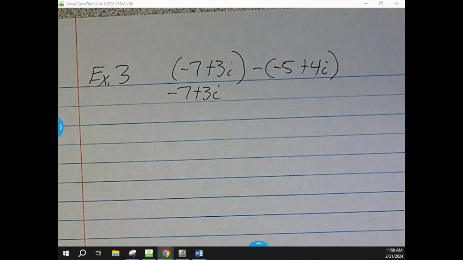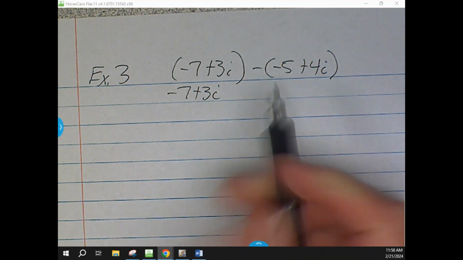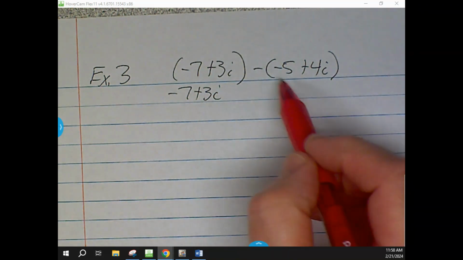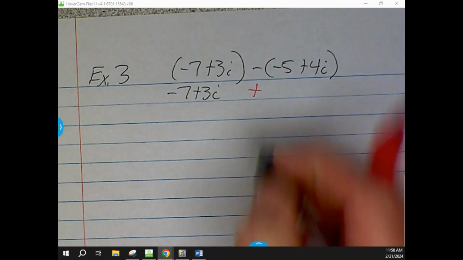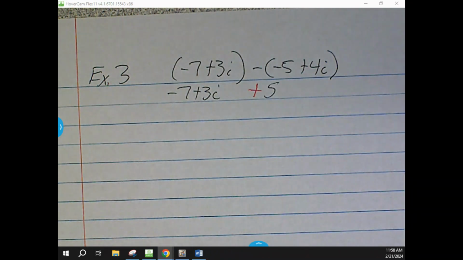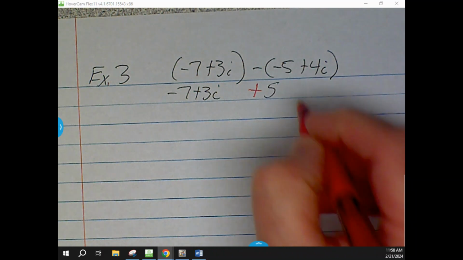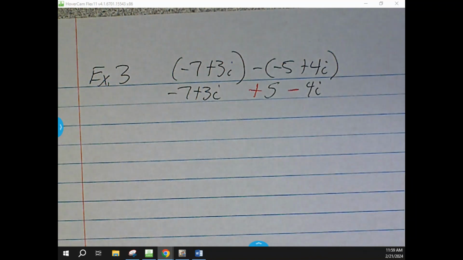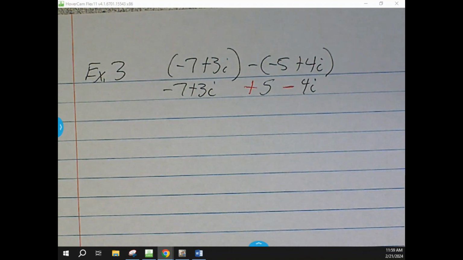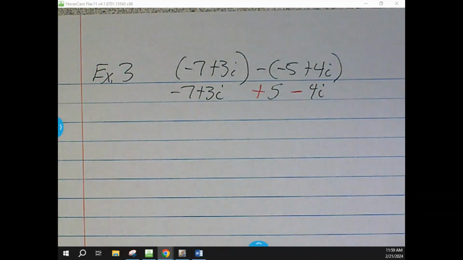Okay, so again, the first one doesn't change. With the minus in front of the second parentheses, what we're going to do is change that negative. So it's a minus negative, and you're going to make that a plus 5. And because of the minus sign here, that changes that one from a positive to a negative. That's the only thing you've got to be careful with in subtraction: if you've got the minus sign here, you've got to change both signs before you can start adding and subtracting.